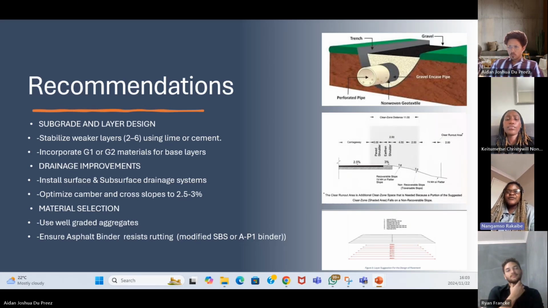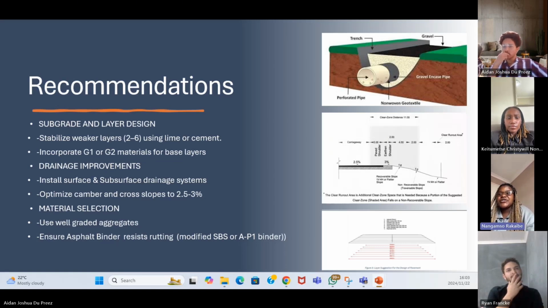The third recommendation would be the usage of well-graded aggregates for the base and sub-base layers, such as the G1 and the G2, with crushed stone for the base and G4, G5 materials for the sub-base. The asphalt layers should consist of high-quality asphalt concrete, AC, with a suitable binder, such as the SBS or the AP1, to resist rutting or fatigue.